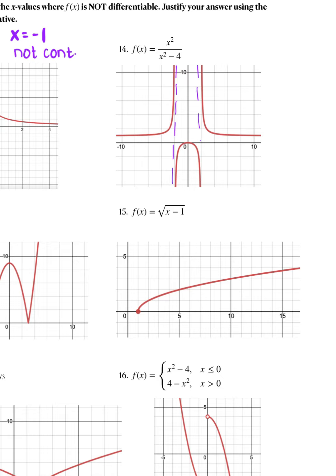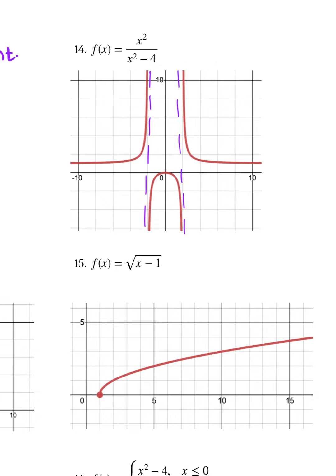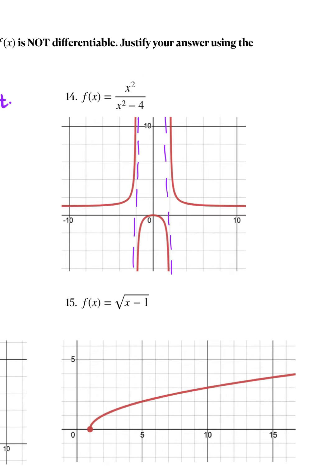Now, this graph is numbered kind of strangely. But you should be able to look at the equation and tell me where those asymptotes are. We have asymptotes at x equals 2 and x equals -2, and for the same reason, the graph is not continuous in those places.